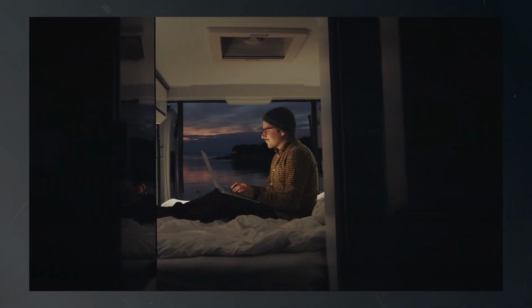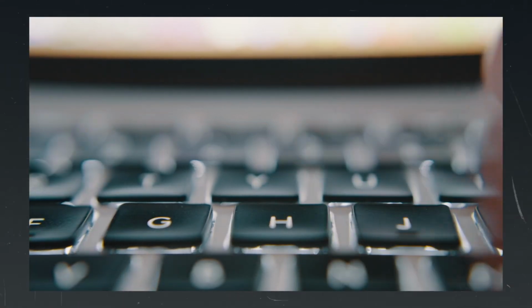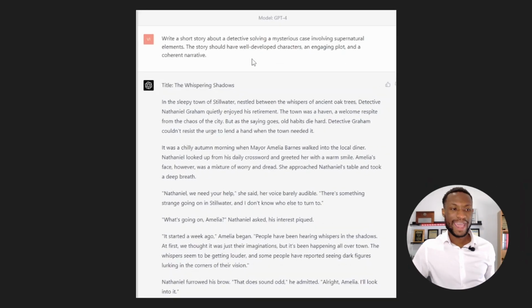So it's able to understand the plot from hundreds of characters ago and still retain the context of that plot as you're writing the story, and if it's a very long story. So here's an example. Let's write a short story about a detective solving a mysterious case involving supernatural elements. The story should have well-developed characters, an engaging plot, and a coherent narrative.